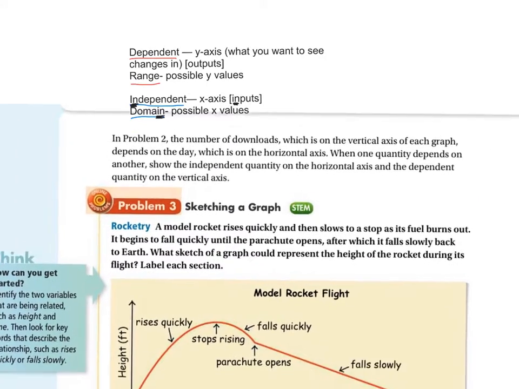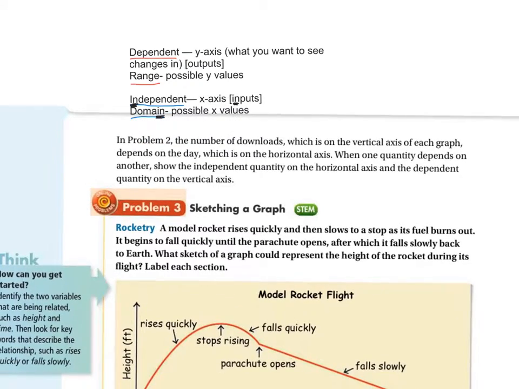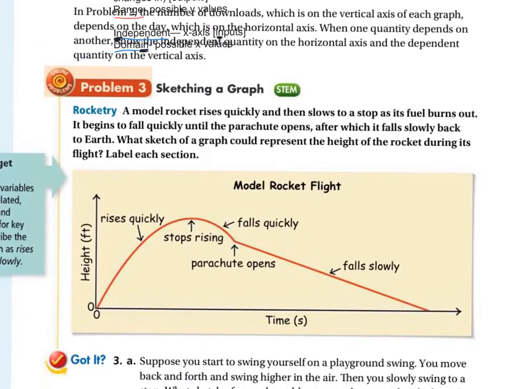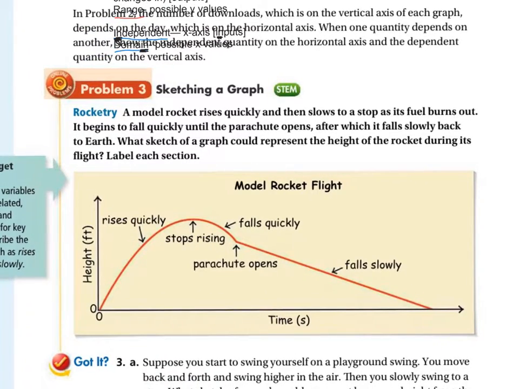So if we look at this, problem 3, they want us to sketch a graph. So they're giving us information and they're saying sketch out what's happening. So model rocket quickly rises quickly and then slows to a stop as its fuel burns out. It begins to fall quickly till the parachute opens, after which it falls slowly back to Earth. What sketch of a graph could represent the height of the rocket during its flight? Label each section. So height obviously is going to be one of our variables. The other variable is time.